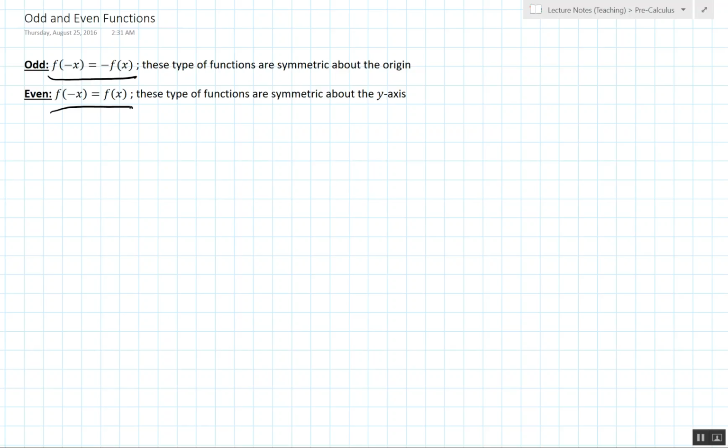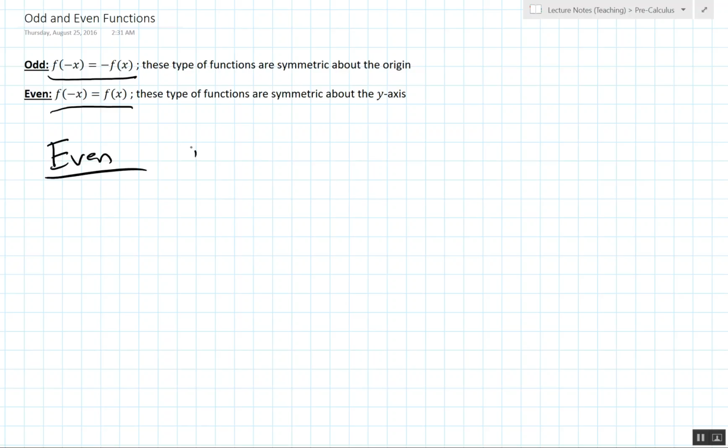But these odd and even functions also correspond to symmetry of the graph. So odd functions are symmetric about the origin for every point on the graph, and even functions are symmetric about the y-axis for every point on the graph. So there are some very well-known common prototypical examples. So let's start with even, since that's a little bit easier to draw.